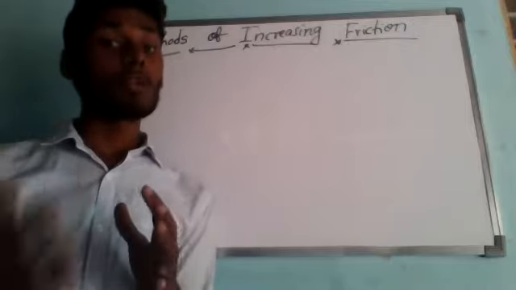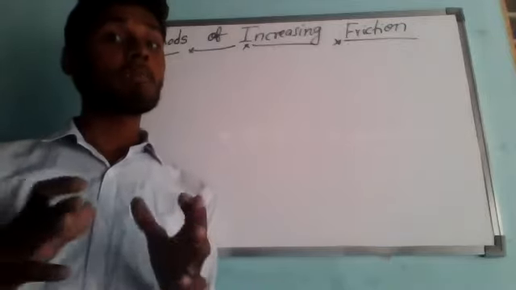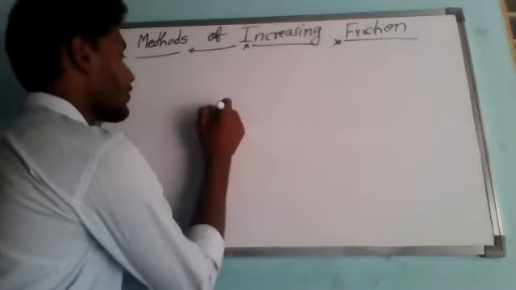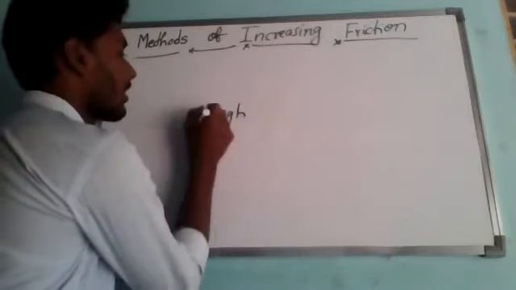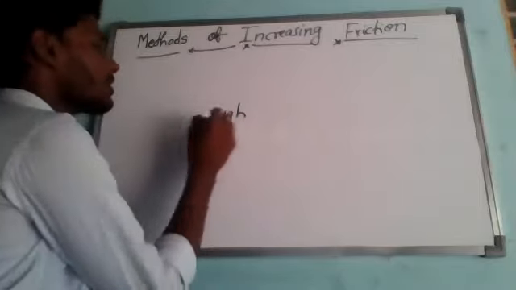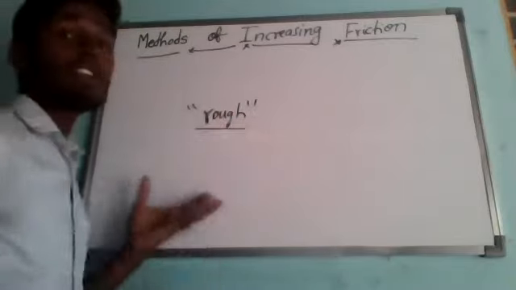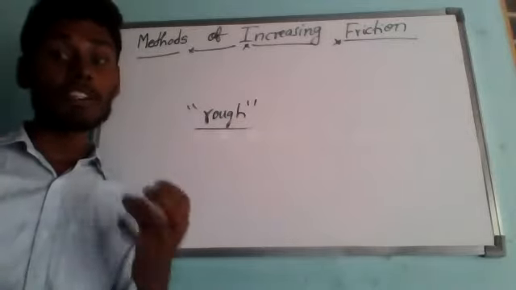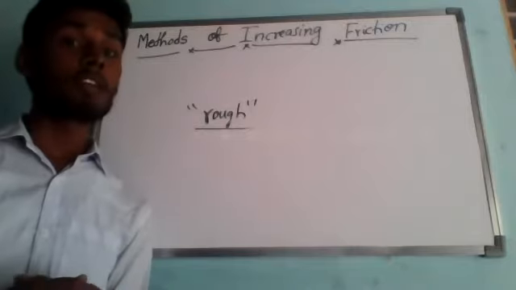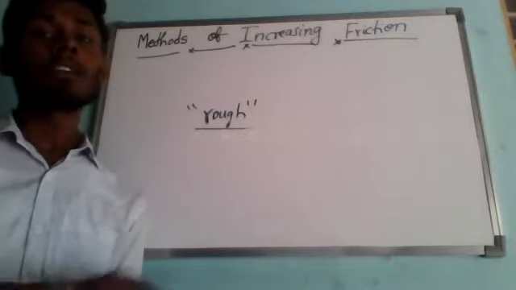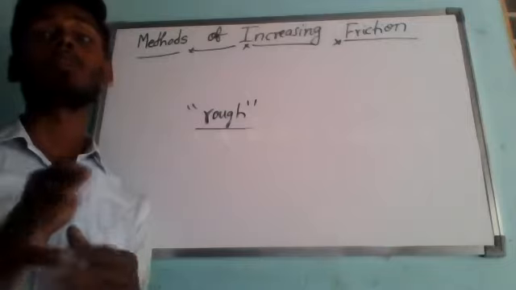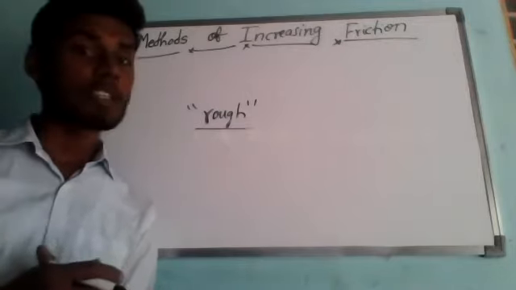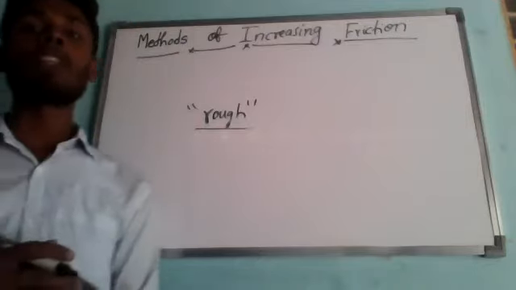Then, at such times, we have to increase the friction. Friction can be increased by making the surface of an object rough. So if you want to increase the friction, you just need to increase the roughness of the surface. The surfaces of objects can be made rough in many ways, depending on the situation where these objects are to be used.